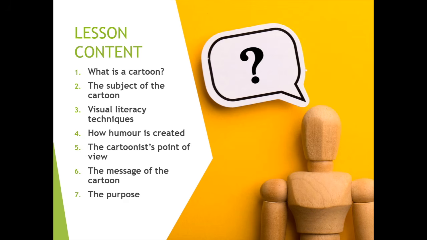In order to get a full view of the entire series of cartoon studies, let's have a look at the aspects I'm covering. We have already dealt with the first 3 components, namely, what is a cartoon, how to identify the subject of the cartoon, as well as the visual literacy techniques like facial expression, body language, speech bubbles, and setting. We have also touched on the cartoonist point of view in part 1, but we will discuss it in more detail later on. So, be on the lookout for the next videos in the series once you've worked through this tutorial video.